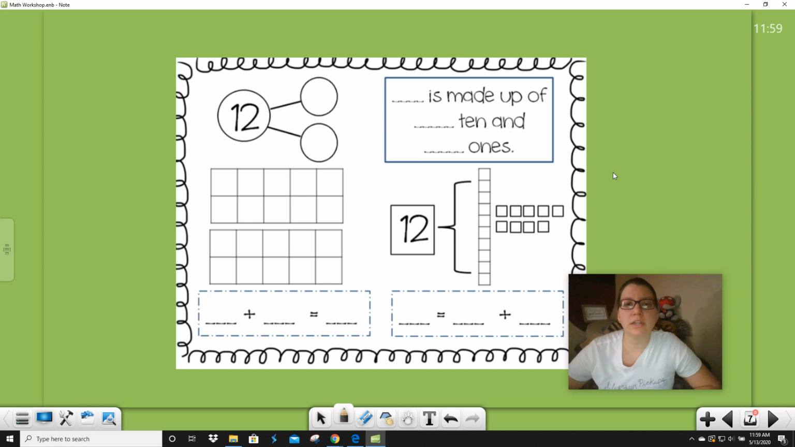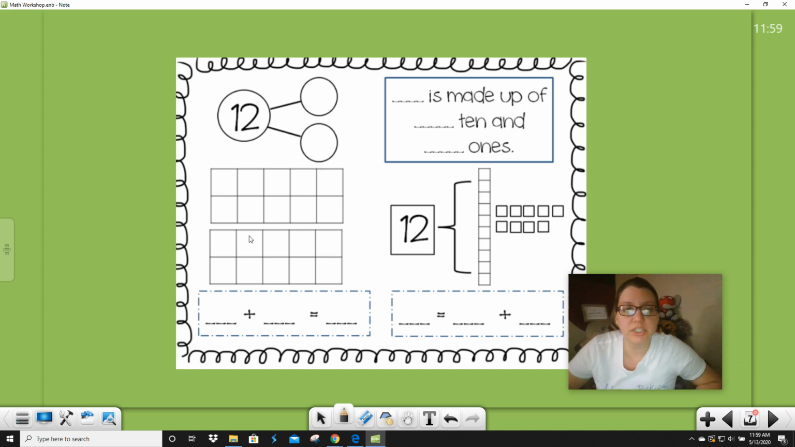So, we have been talking a lot about breaking apart our teen numbers and showing how many tens we have and how many ones we have. We have done it during calendar. You've done some work with it with Miss All, and you have also done some sheets on it. Well, we're going to do this sheet today.